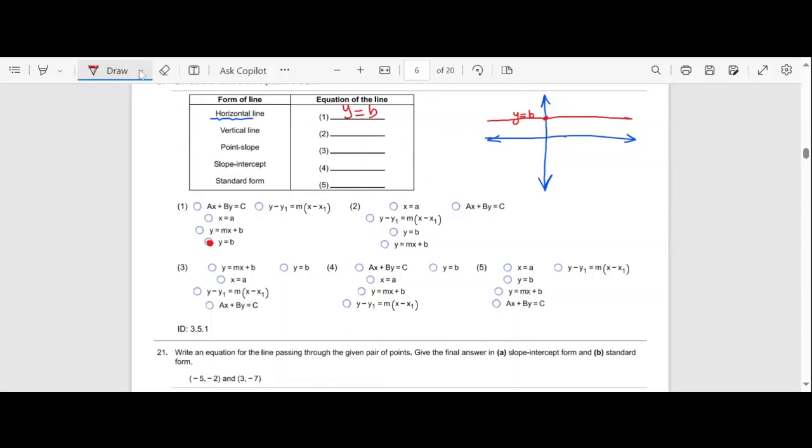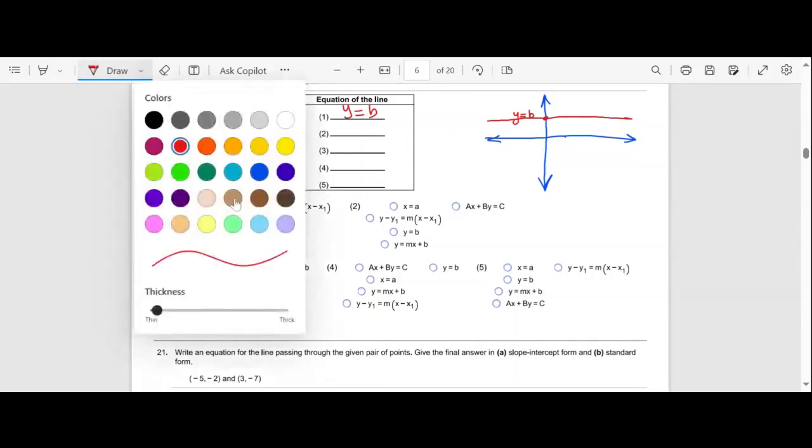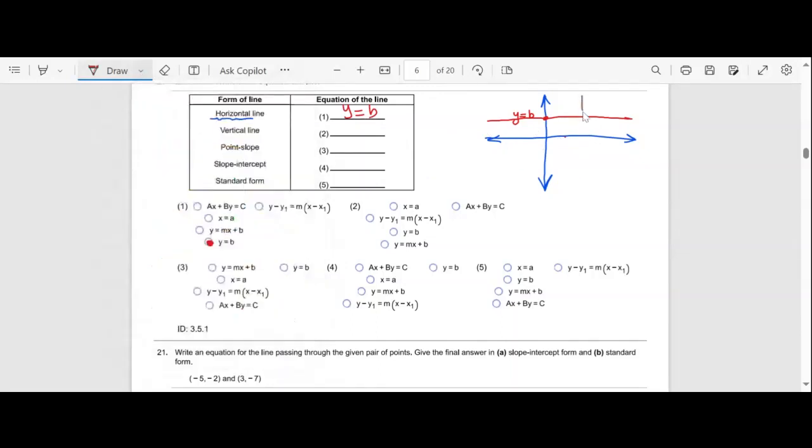Vertical line. A vertical line is a line that goes vertically, like this. So its x value here is fixed. We don't know how much the x value is, so we just say x equals a. So in this case, this is the answer.